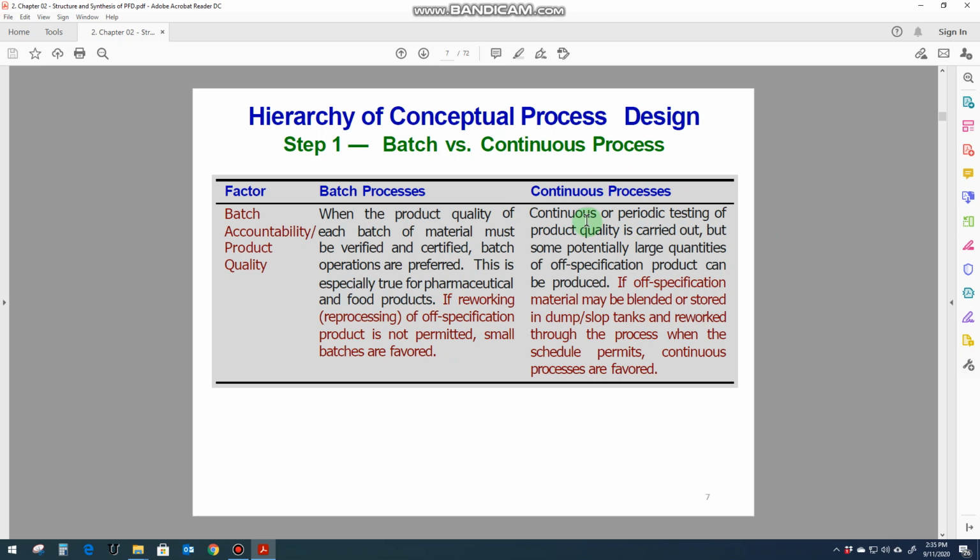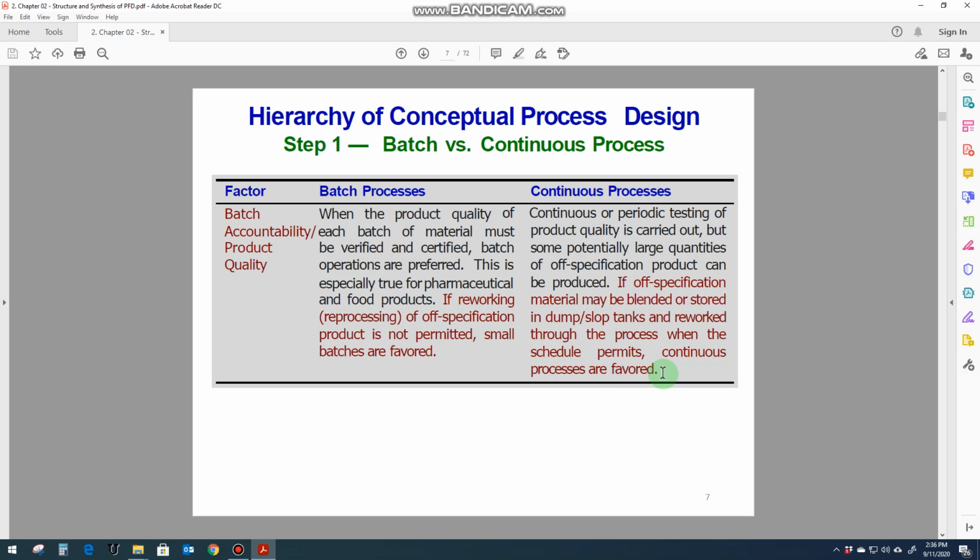However, in the continuous processes, continuous or periodic testing of product quality is carried out, but some potentially large quantities of off-specification product can be produced. Okay, because in the continuous process, the production rates are very high. So if there is slight variation in the product quality, what could happen? Large quantities of those products can be formed. Now, how we can control those products or how we can reuse those products depends on the capacity that we have to keep those off-specification products, and then we can recycle or reuse them again. So if off-specification material may be blended or stored in dump slop tanks and reworked through the process when the schedule permits, continuous processes are favored.